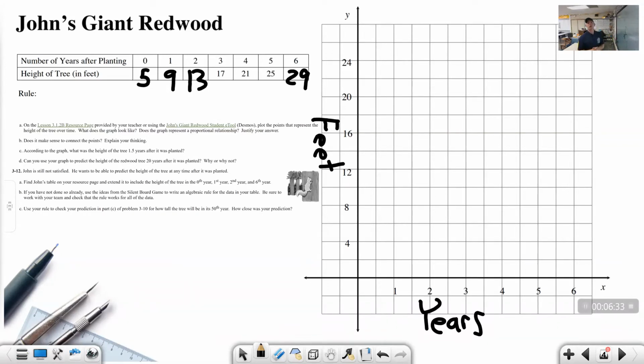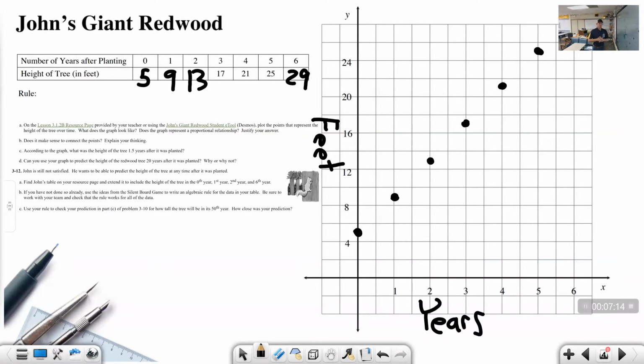And what we're going to do is we are going to plot these points. Here we have 0, 2, 4, 6, 8, 10, 12. Just notice how it's counting, okay? So I'm going to go ahead and graph my points. 0, 5, 1, 9, 2, 13, 3, 17, 4, 21, and 5, 25. Go ahead and plot your points. Pause the video if you need to.